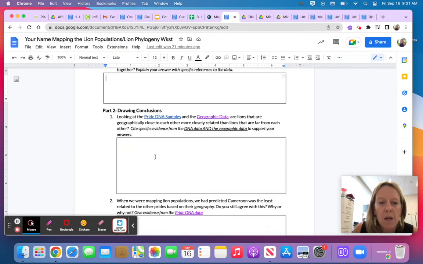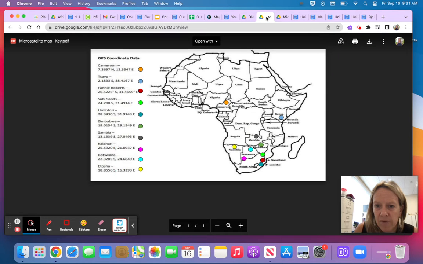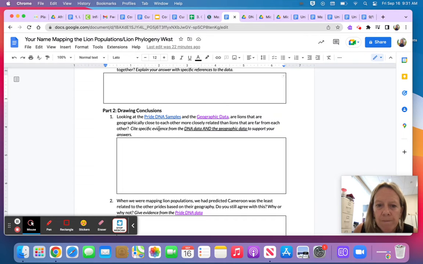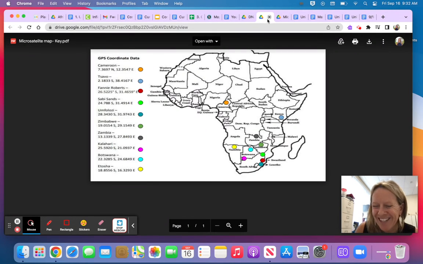All right. Part 2, look at the pride DNA samples and the geographic data. So that's the map. That's the same one that we have here. And then there's the DNA. It's the same thing that's on your paper. Are lions that are geographically close to each other more closely related than lions that are far from each other? So now you're going to look at ones that live close.